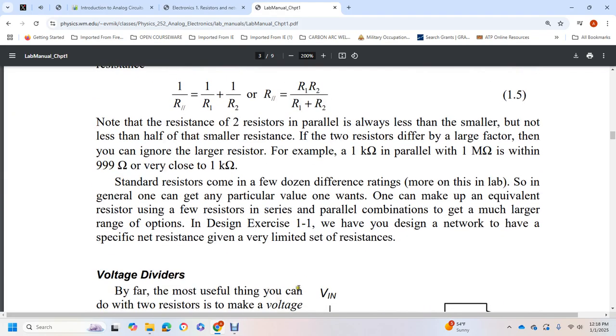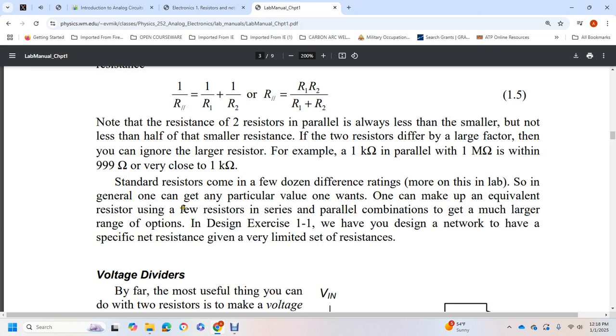Note that the resistance of two resistors in parallel is always smaller than, but not less than half of, the smaller resistance. If two resistors differ by a large factor, you can ignore the larger resistor. For example, a 1 kilo ohm resistor in parallel with 1 mega ohm is within 0.1 percent, or very close to 1 kilo ohm. Standard resistors come in very different ratings, so in general you can get any particular value you want.